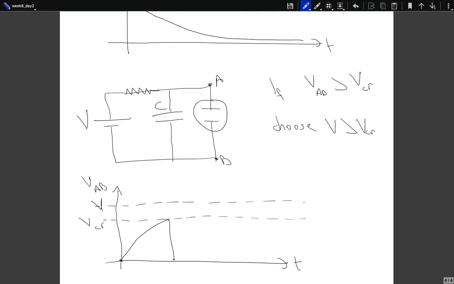Now the potential between A and B is below V critical, so there won't be any discharge. So the charge will start building on the capacitor. As the charge is building up on the capacitor, the potential difference will increase, and when it reaches the critical value, it will just short. And by choosing your capacitance, you can adjust this time. So this circuit will just, the light will blink, blink, blink.